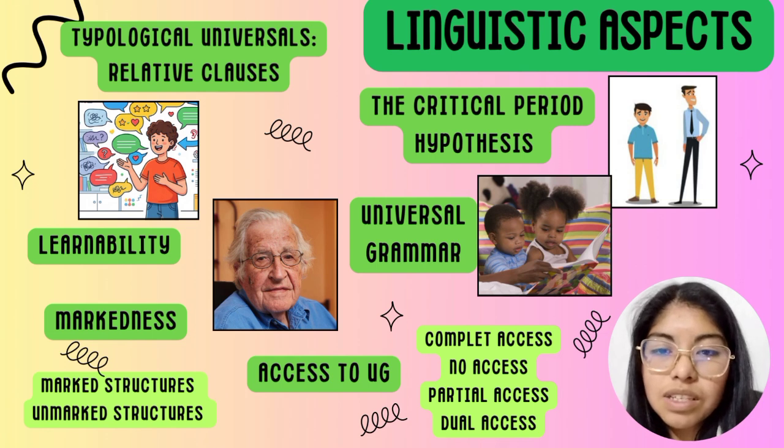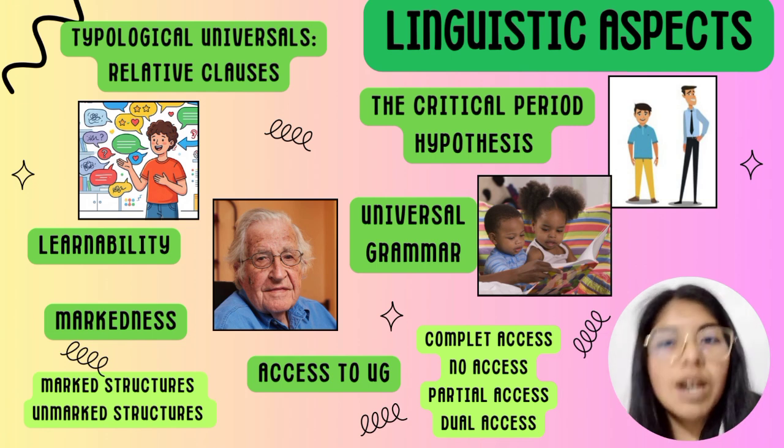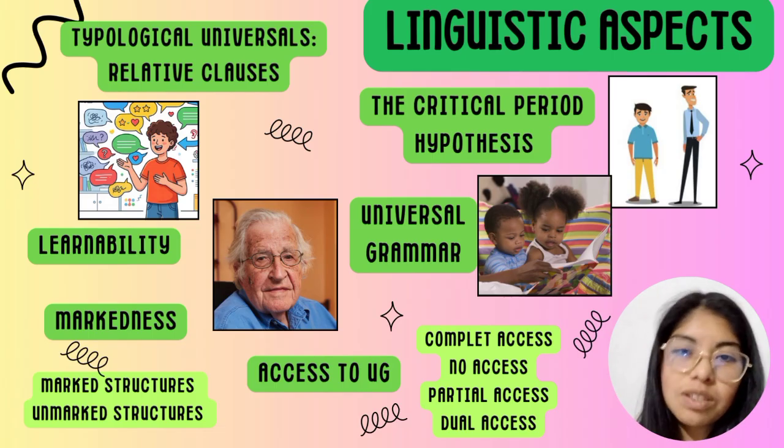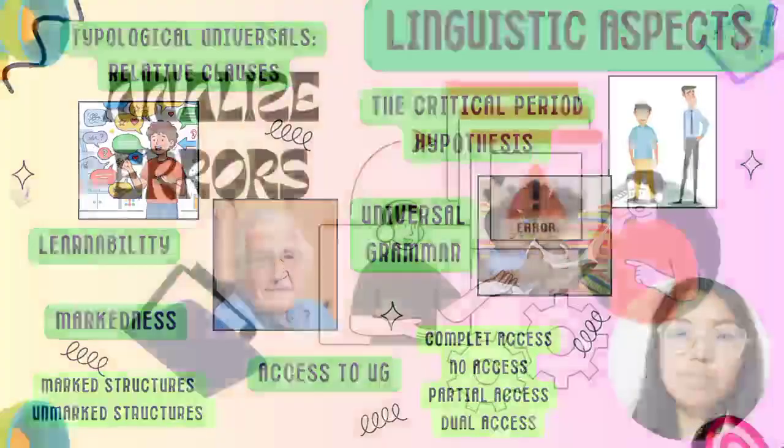And the last one is markedness. It's divided into marked structures and unmarked structures. Marked refers to rare or complex structures, and unmarked refers to common structures. Thank you.